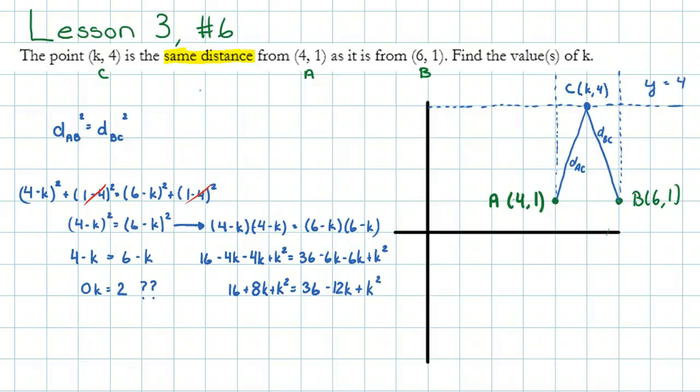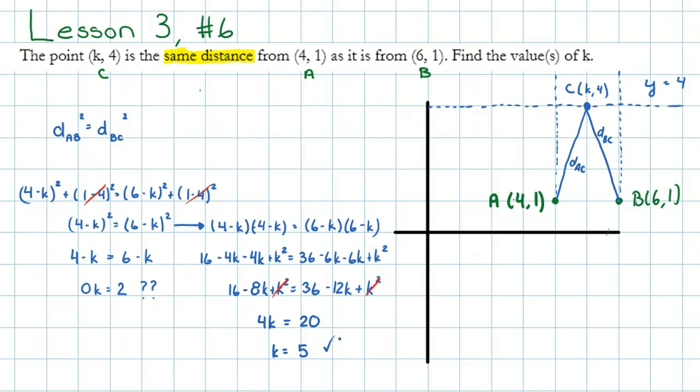If I keep going now, these k squareds get canceled out. Oh, I made a sign error here, I see. Let me just fix that. I won't restart the video because I've already done that about 5 or 6 times. So if I rearrange this, I'm going to get 4k is equal to 20, and k is equal to 5, which is awesome because that's my answer.